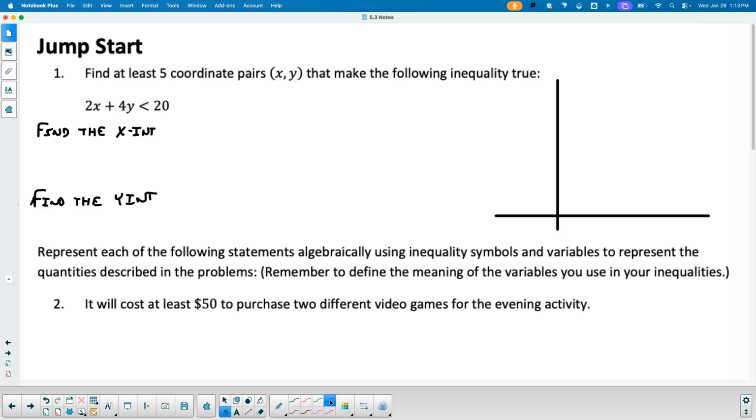So for the x-intercept, that's where y is 0. So this would be 2x is less than 20, right? So then that would be x. Actually, hold on. I forgot to tell you one thing. For intercepts, we've got to use equals. So we're going to go equals here. So x would equal 10. So the x-intercept would be 10, comma 0. Do we agree with that for the x-intercept of that one? Okay.